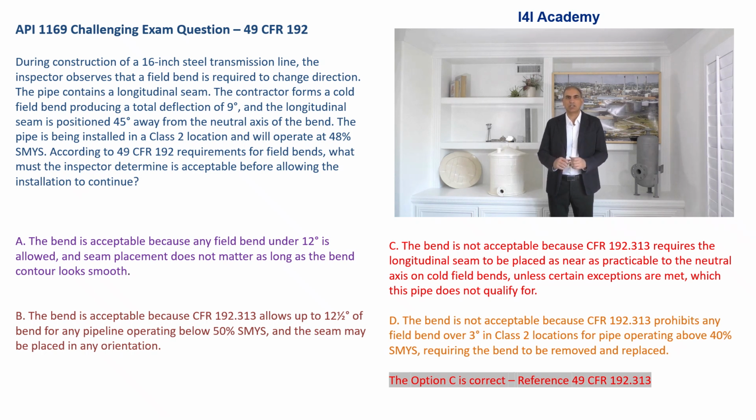Option D is incorrect because it claims CFR 192 prohibits bends over 3 degrees in Class 2 when operating above 40% specified minimum yield strength. This rule does not exist anywhere in 49 CFR 192. Field bend limitations are not determined by class location or operating stress percentage. The correct regulatory criteria involve smooth contour, absence of mechanical damage, and proper seam placement near the neutral axis. Option D invents a restriction not supported by the regulation, making it an incorrect interpretation.